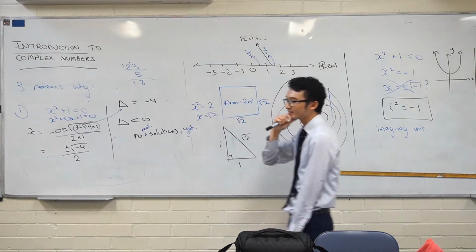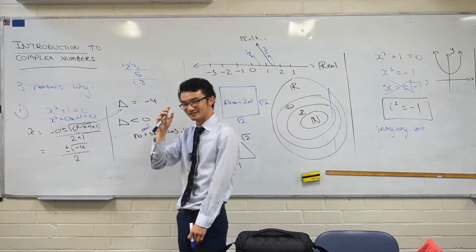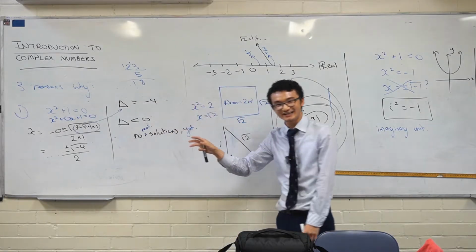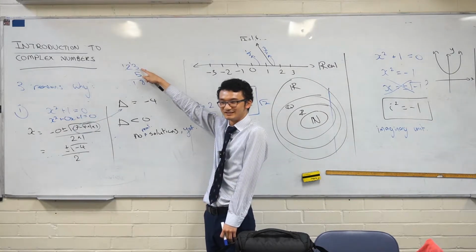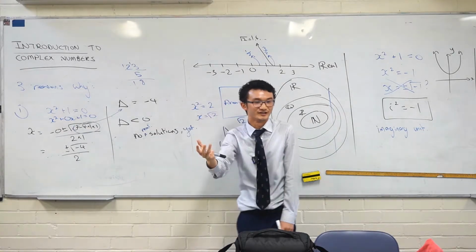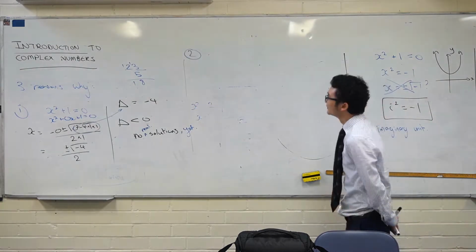Can you jot that down for me? That's the first reason why imaginary units actually do exist. It's because the reason why we say that they don't exist is slightly flawed. It's kind of similar to saying, well, negative numbers don't exist because we can't do 3 minus 5. That's the first reason.